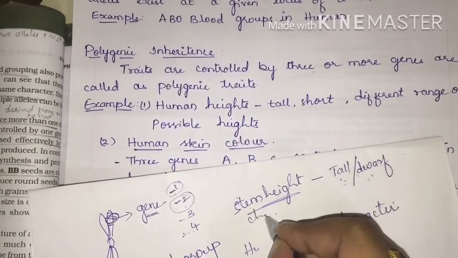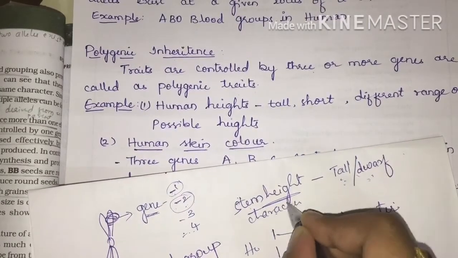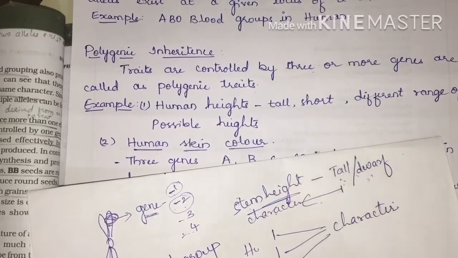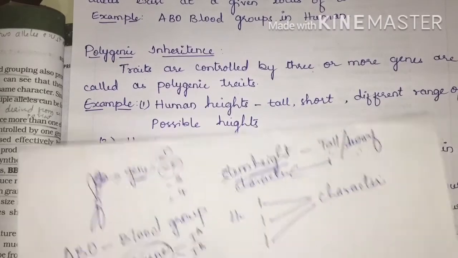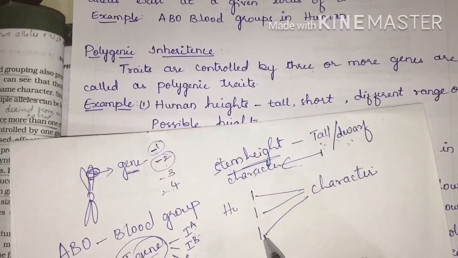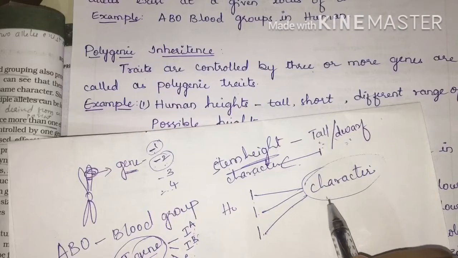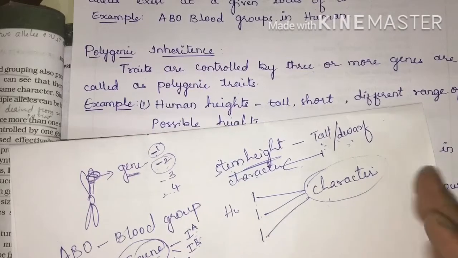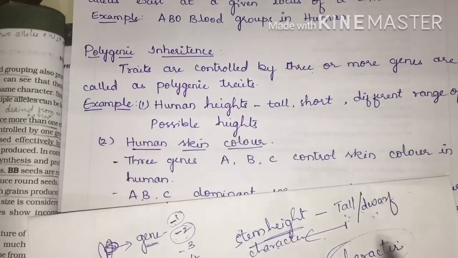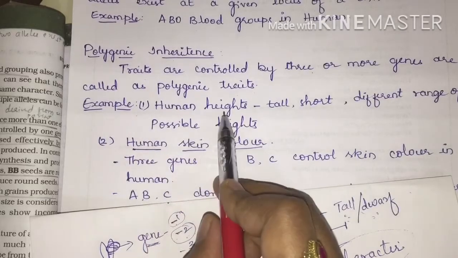Okay, here this was the character. One gene was responsible for this character, right? But here two or more genes are responsible to express one character. We call it as what? Polygenic inheritance. Okay, for polygenic inheritance, you have here example human height.